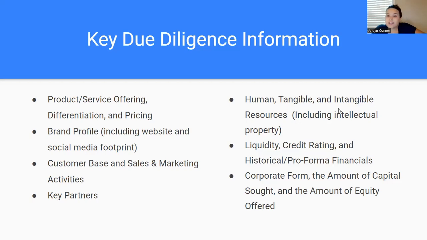You also want to take a look at some of the resources that they have, and these could be both human resources like their employees and their departments, their tangible resources, including their finances and assets, and then some of their intangible resources as well. Financials play a huge part in key due diligence information. This includes a company's liquidity, their credit rating, and then also some of their key partners.